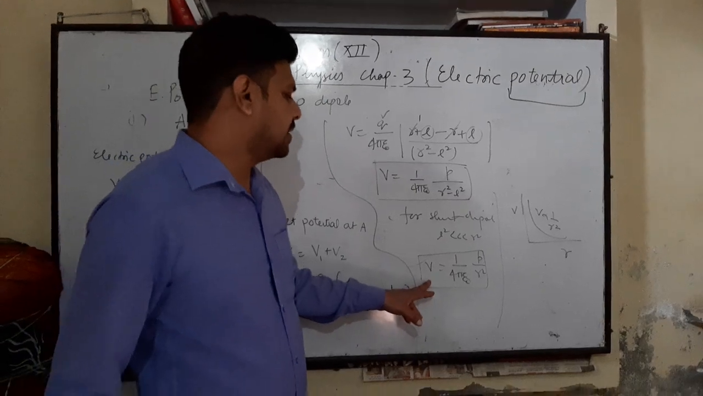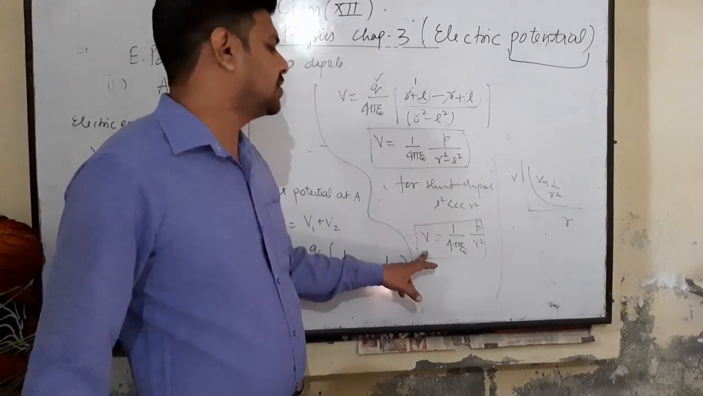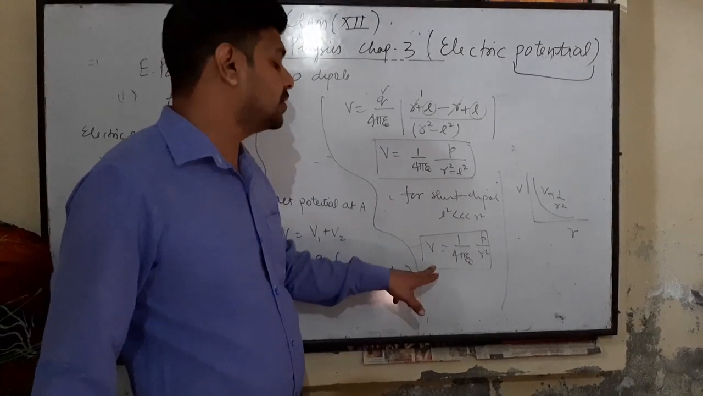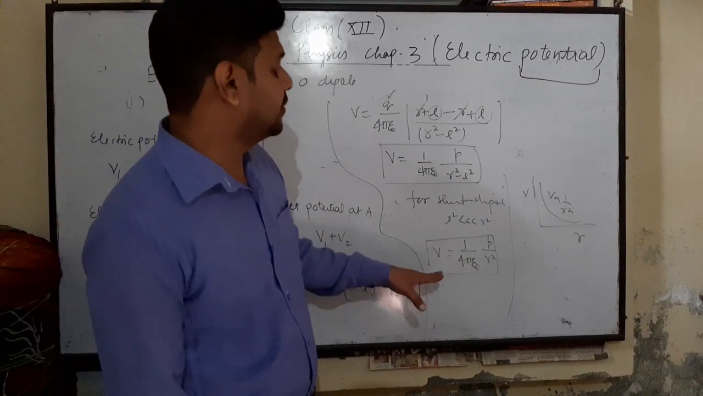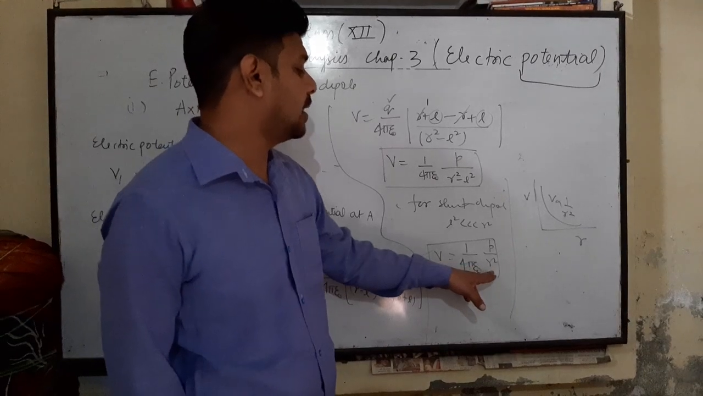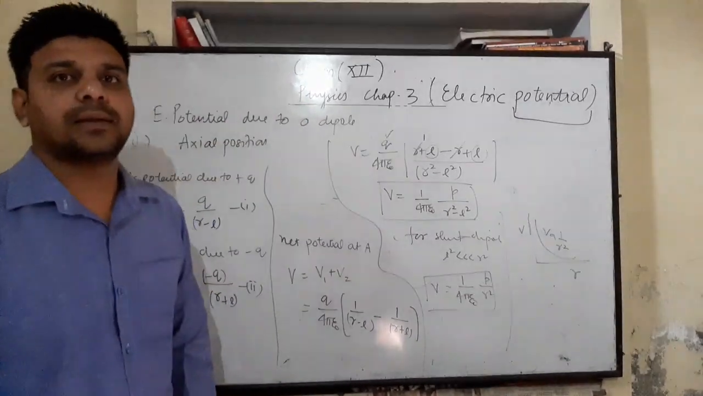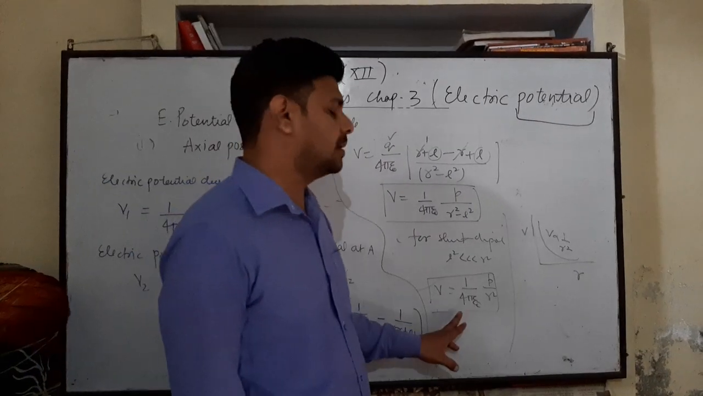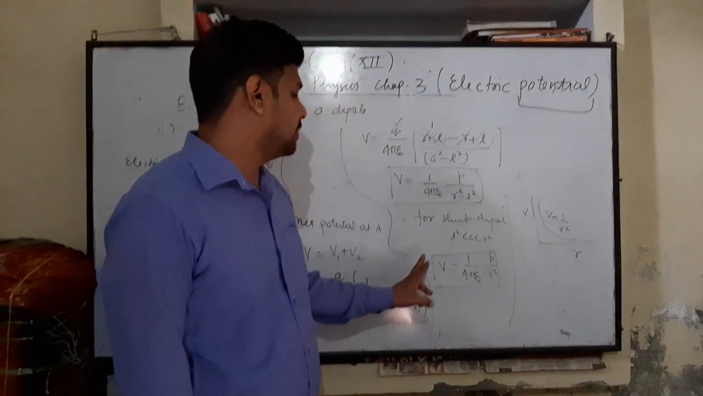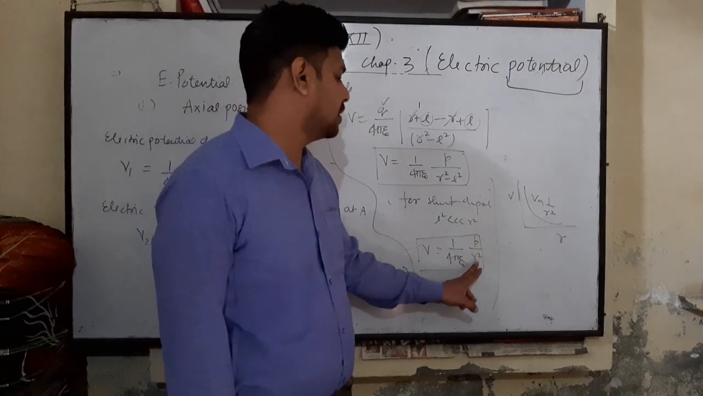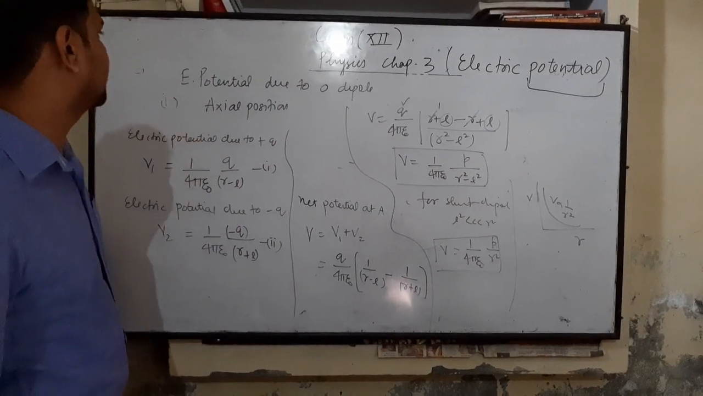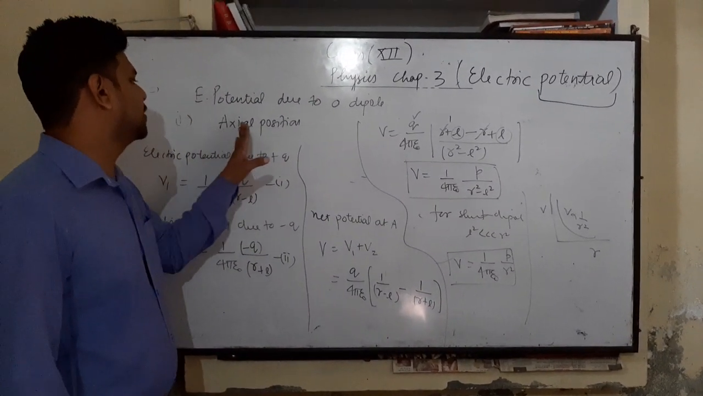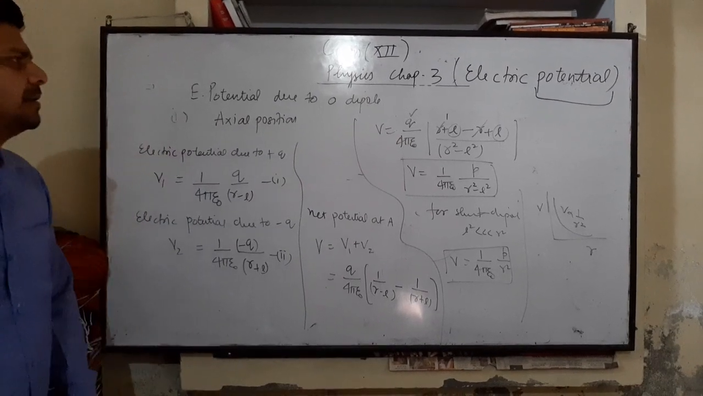As we have seen, the intensity of electric field due to a dipole in axial position is inversely proportional to r cube. But here the potential V is inversely proportional to r square. So that was the formula for potential in axial position of a dipole.